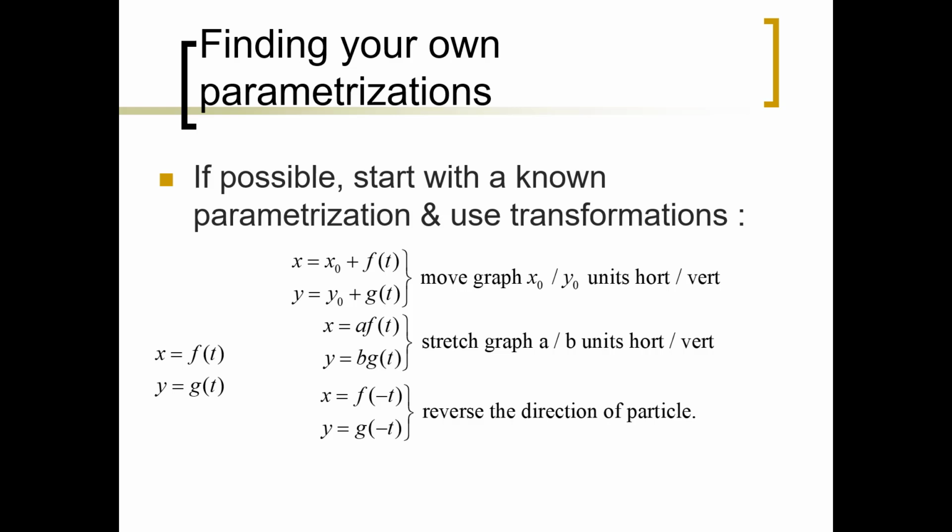You can also replace the parameter with negative t. The result is that whatever the orientation was, it reverses it. So if you want to reverse the orientation in a circle for the parameterization I gave you, you could always replace every t with negative t. And now the circle would be traced out not counterclockwise, but clockwise.